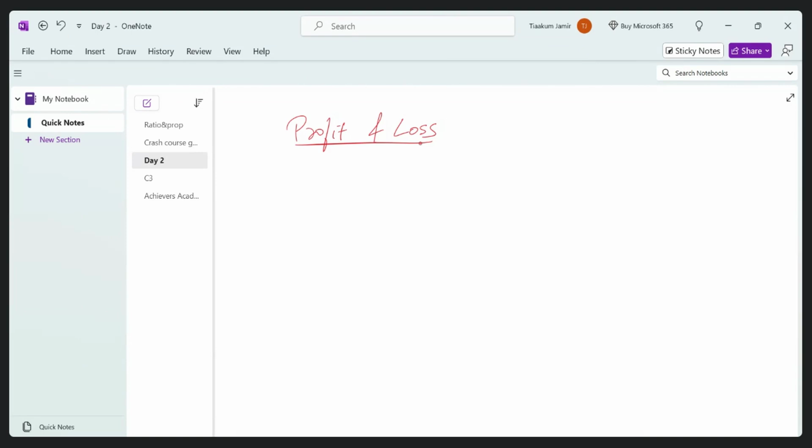We have to know one thing very easy, the concept must be clear. And now the rest will be what? Percentage. Suppose a vendor buys an item, cost price, and sells it, the selling price.